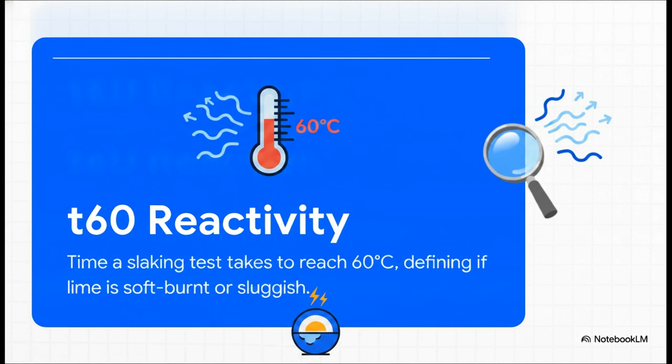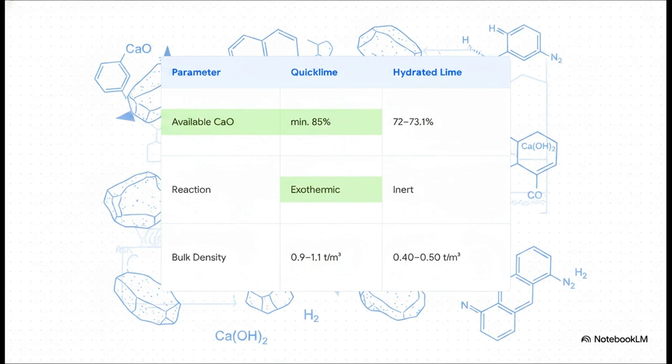For critical high-speed processes like electric arc furnace steelmaking, engineers have to specify this reactivity metric or they'll literally just be left sitting around waiting for their slag to form. When you're reviewing certificate of analysis standards, you'll notice something really interesting. Even the absolute highest purity hydrated lime tops out at around 72 to 73% available CaO. Why is that? Because pure calcium hydroxide is only 75.7% CaO by mass. The rest of it is just chemically bound water.